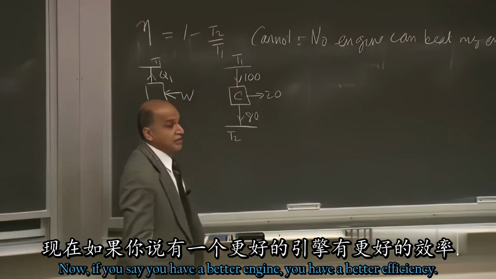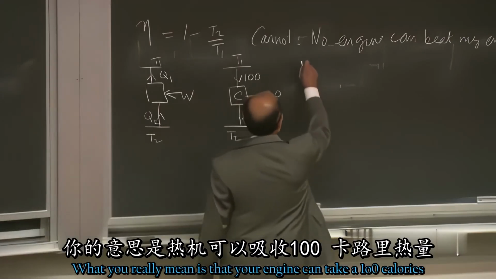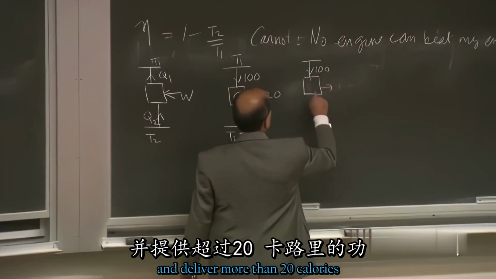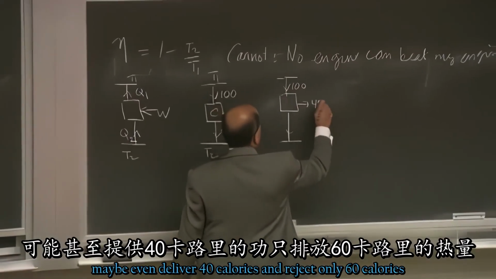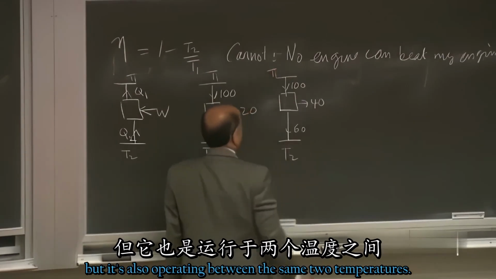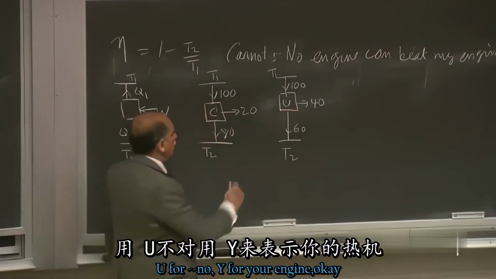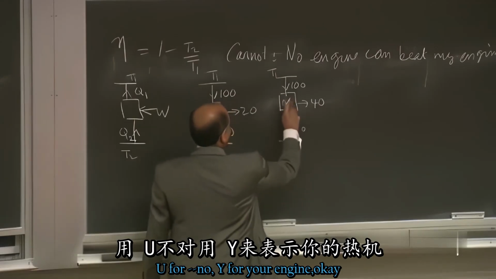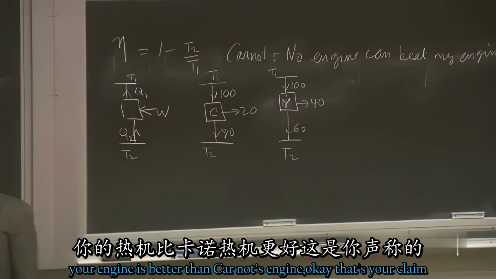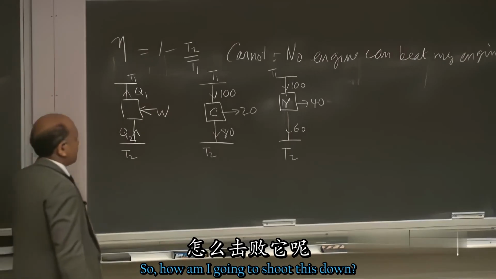Now, if you say you have a better engine, you have a better efficiency, what you really mean is that your engine can take 100 calories and deliver more than 20 calories. Maybe it'll deliver 40 calories and reject only 60 calories, but it's also operating between the same two temperatures. So this is your engine, Y for your engine. Your engine is better than Carnot's engine. At least that's your claim. You're now going to get shot down. So how am I going to shoot this down?